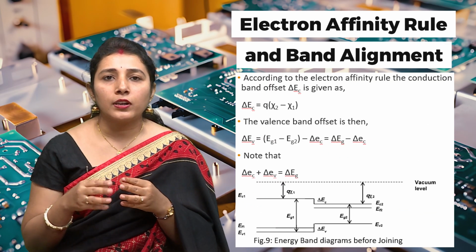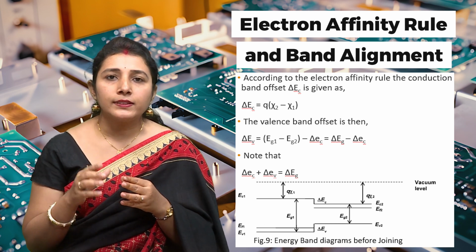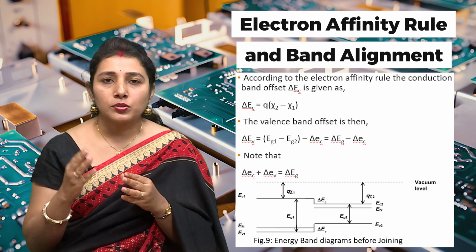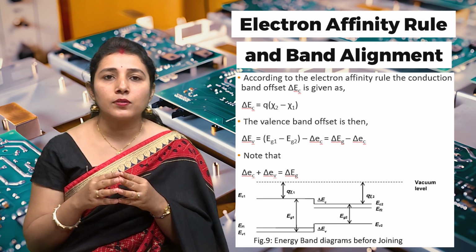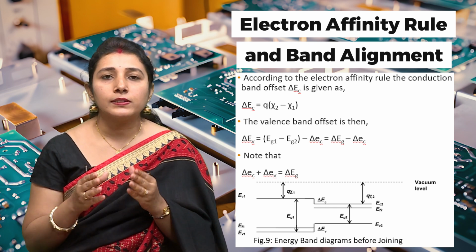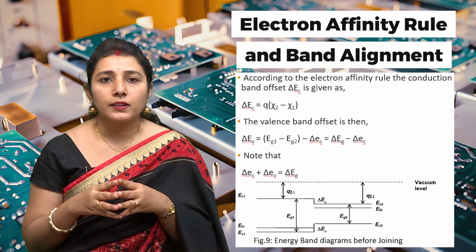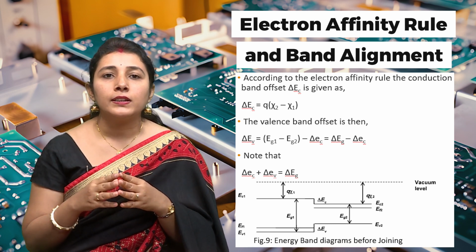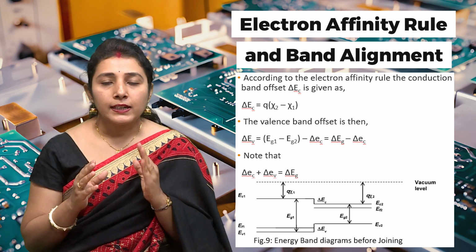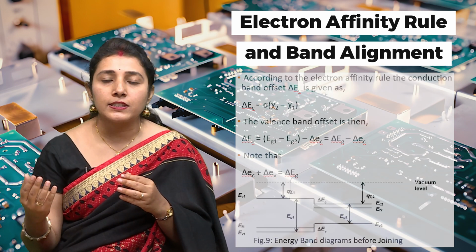According to the electron affinity rule, the conduction band offset, referred to as delta EC, is given by the equation shown in the slide. Delta EC equals q times the electron affinity of the second semiconductor minus the electron affinity of the first semiconductor. The valence band offset is given as delta EV. Note that delta EC plus delta EV equals delta EG.